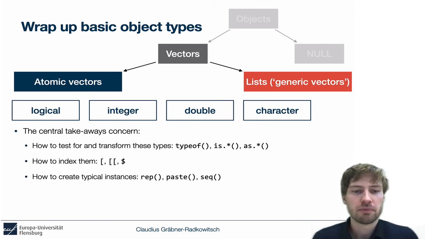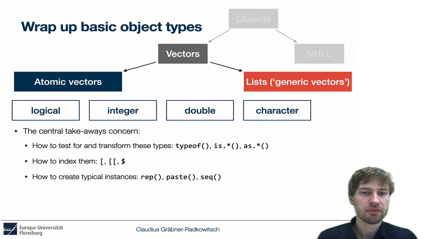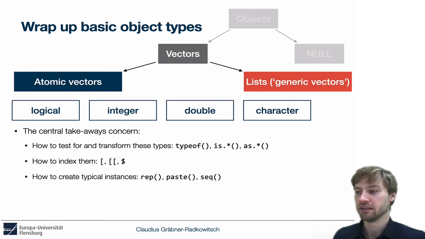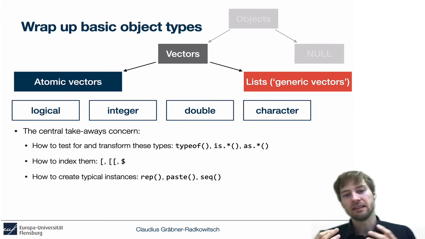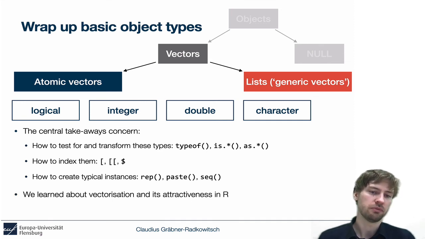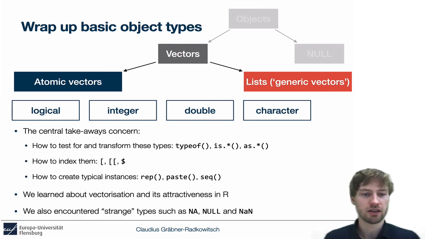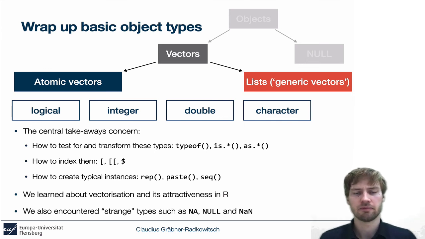You should also remember some useful helper functions when creating vectors in the first place. If you want to repeat certain elements, you can use rep. If you want to concatenate words, you can use paste. If you want to create sequences, you can use seq. And this is actually very useful in practice. You also should remember the concept of vectorization, which is very useful to speed up computations in R. And you should also remember the strange data types like NA, NULL, or NaN that come up frequently.